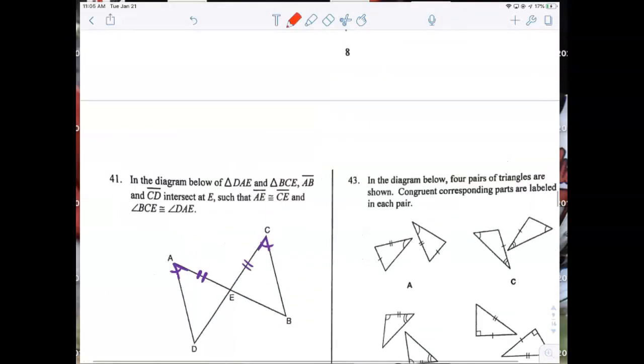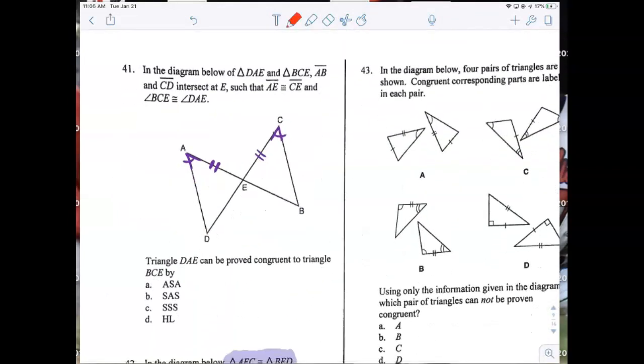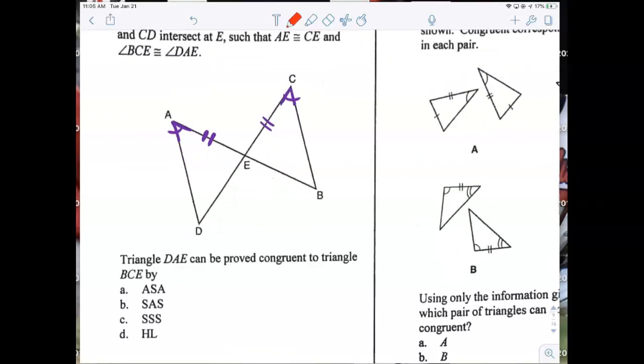Okay, we are now on page 9, number 41. They give us this angle and this side being congruent to this angle and this side. And there's nothing else given, but we all know our friend vertical angle here is always there. You have to find that on your own. So if that's true, then we have angle, side, angle.